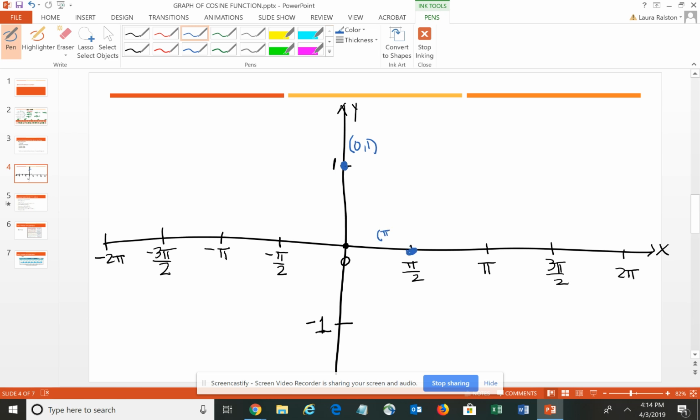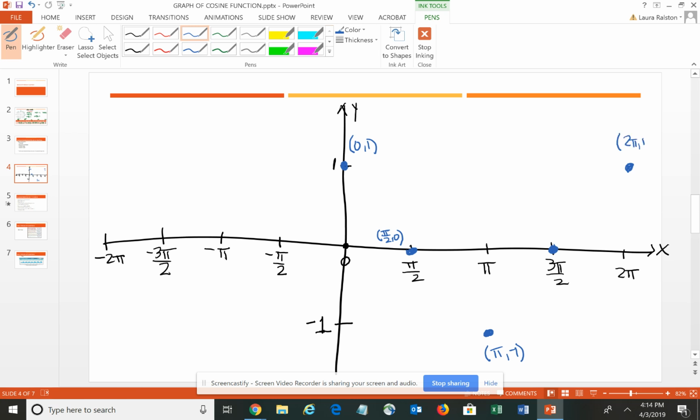So I have pi halves, 0. At pi, we had a value of -1. You can double check the table. 3 pi halves, it was 0 again. And then at 2 pi, we were back at 1.